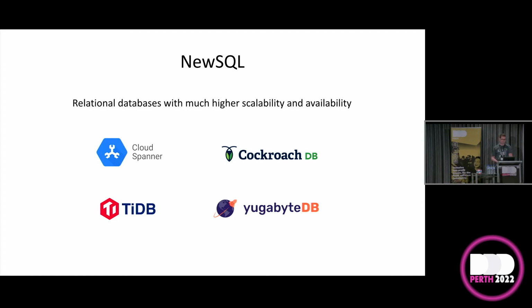And this was seeded again by more papers released by Google, F1 and Spanner. This was novel, and it inspired the creation of a number of similar databases. Some of these are CockroachDB, TiDB, and YugabyteDB.